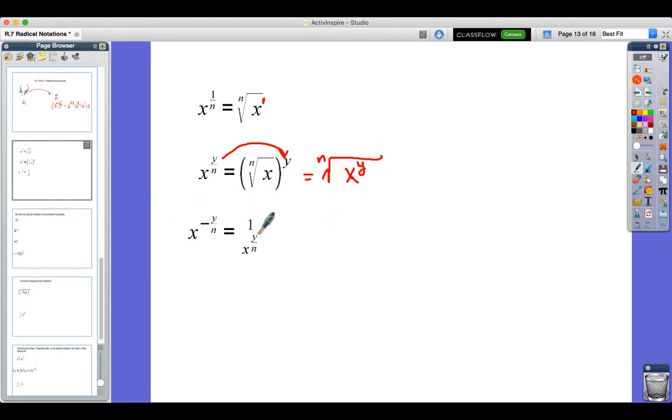Now, to refresh again, that's a fraction. If you have a negative exponent, even if it is a fraction, this whole thing will move down to the denominator. And since there's nothing above, you put an understood 1. And then from here, you can work it out: 1 over the n root of x to the y power. Sometimes that's easier, sometimes not. So we're going to practice both of them.